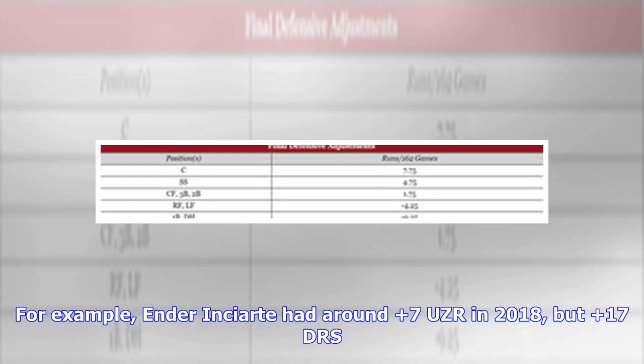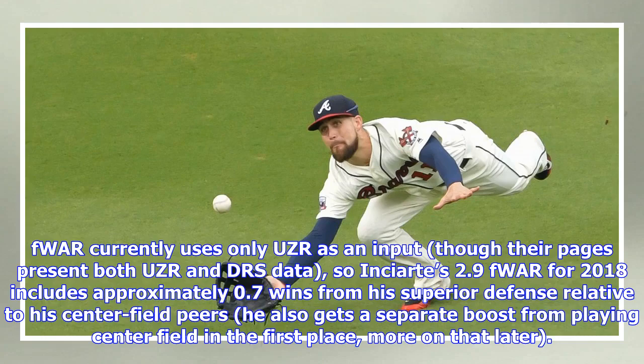For example, Ender Inciarte had around 7 UZR in 2018, but 17 DRS. F4 currently uses only UZR as an input, though their pages present both UZR and DRS data, so Inciarte's 2.9 F4 for 2018 includes approximately 0.7 wins from his superior defense relative to his center field peers. He also gets a separate boost from playing center field in the first place, more on that later.